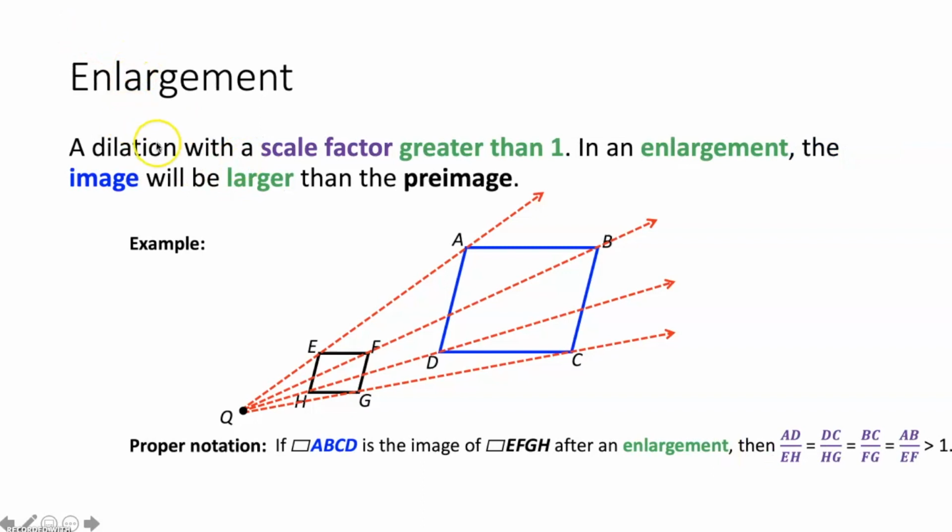Now, an enlargement is a dilation with a scale factor greater than 1. In an enlargement, the image will be larger than the pre-image. So as we said earlier, if we take parallelogram EFGH to be our pre-image and we perform a dilation on it with point Q as the center of dilation and parallelogram ABCD is our resulting image, then clearly parallelogram EFGH has undergone an enlargement. You could always confirm this by creating a scale factor of dilation. You take the measure of one side of your image and put it over the measure of the corresponding side of your pre-image. When you simplify it down, that ratio, that scale factor, should be greater than 1.